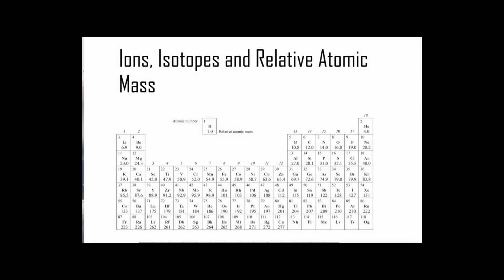In this video, we're going to be going over ions, isotopes, and relative atomic mass, and working out exactly what these numbers in the periodic table that you'll be given in your exam actually mean. There's a lot of information here, and a lot of it is hidden. So, with that said, let's do it to it.